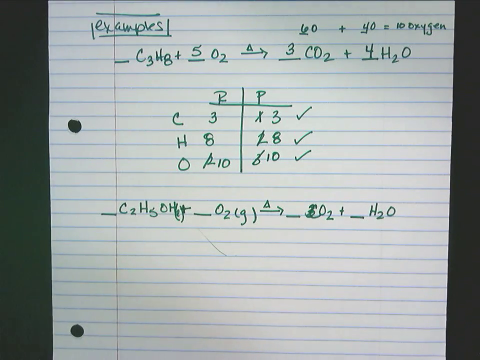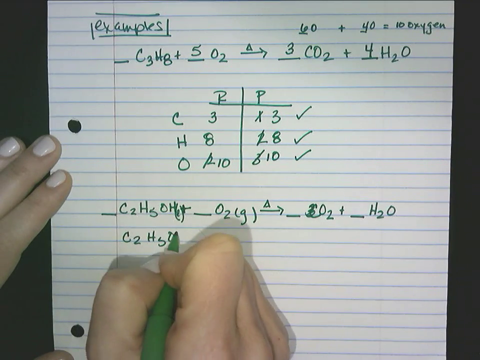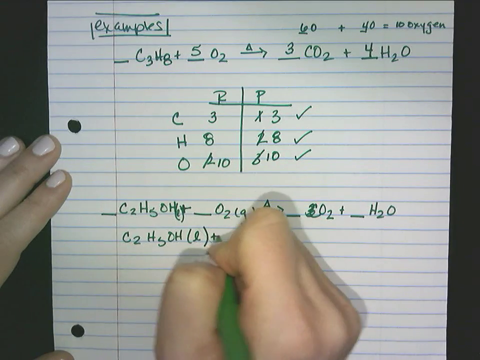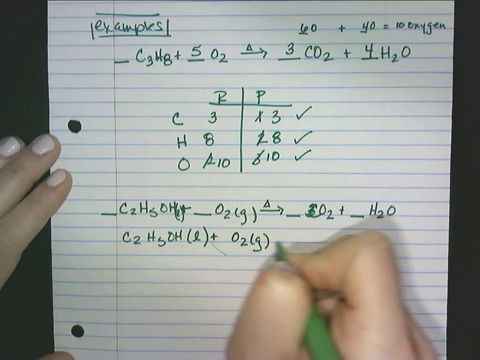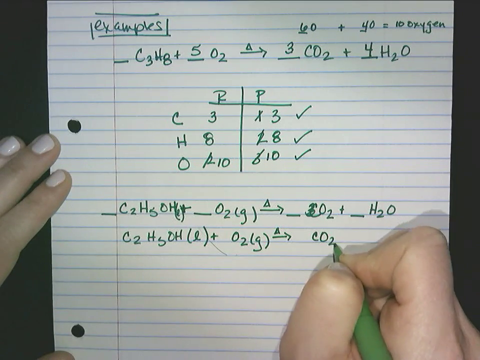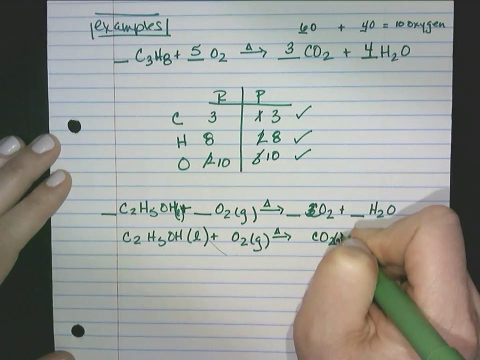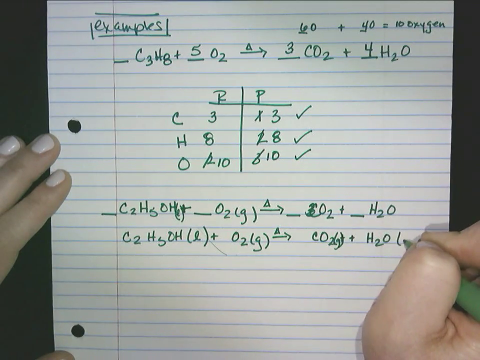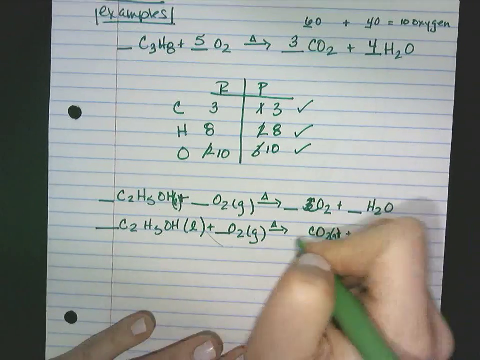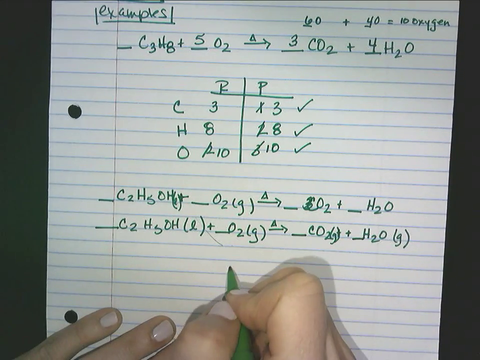And here's our reaction. So let's clean this up a little bit. C2H5OH as a liquid is going to react with oxygen as a gas, in the presence of some heat, and we will produce CO2 and water, typically in the form of a gas, water vapor, as well. So let's go ahead and balance the equation using our T-chart.